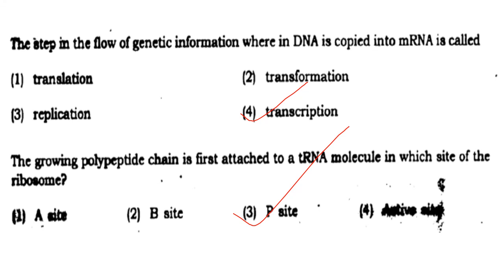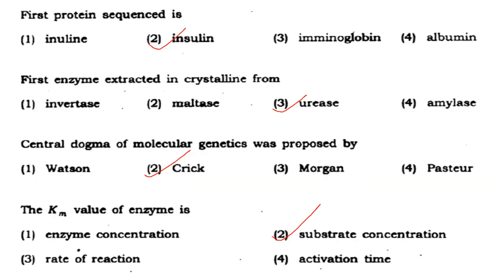The growing polypeptide chain is first attached to a tRNA molecule in which site of the ribosome? Option 1, A site; 2, B site; 3, P site; 4, active site. Answer is option 3, P site. Next one. First protein sequenced is option 1, inulin; 2, insulin; 3, immunoglobulin; 4, albumin. Answer is option 2, insulin.